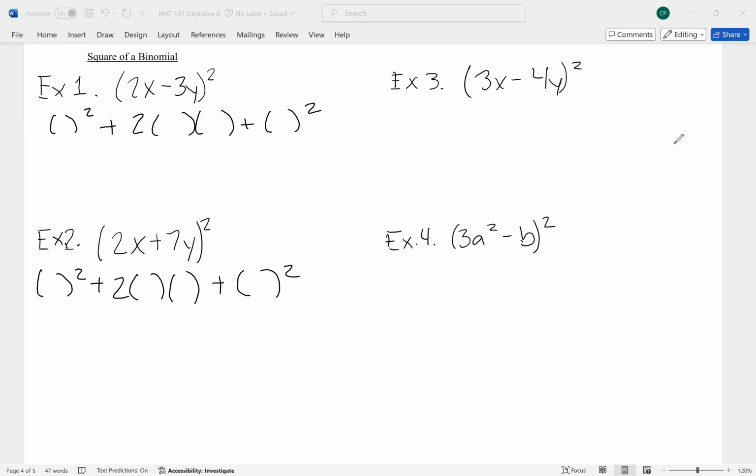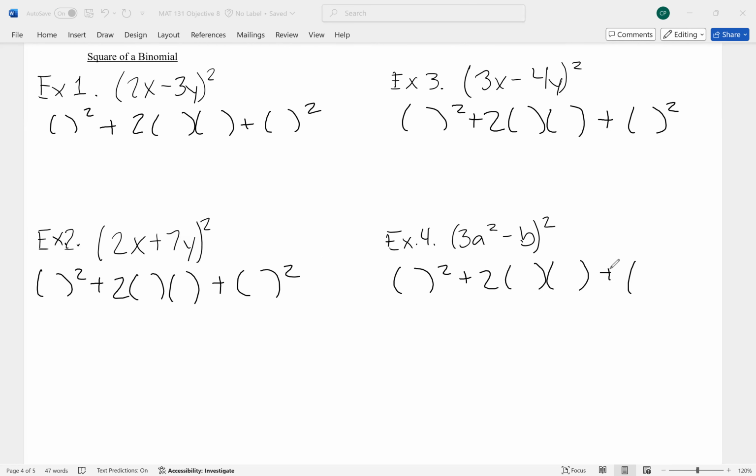And these are the things that you need to remember. Of course, while you are working your homework, you will hopefully be using your notes as a guide so that you can get your homework problems correct, okay? So we have our little template, okay? So for example 1, our first term is 2x.